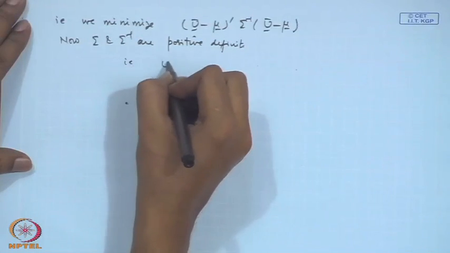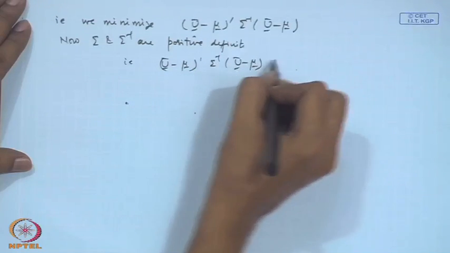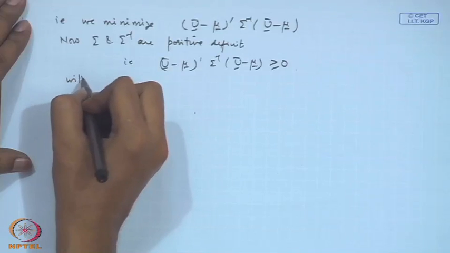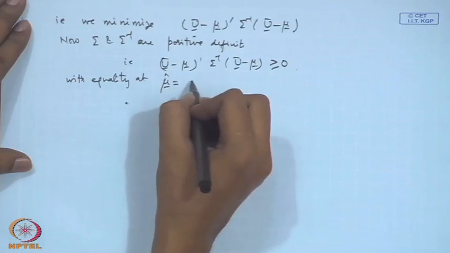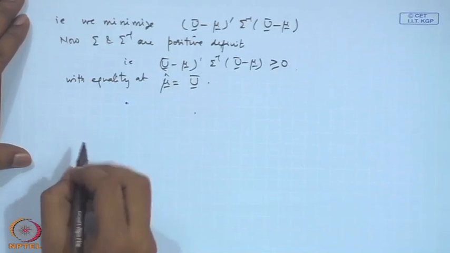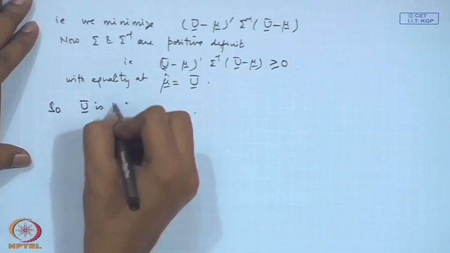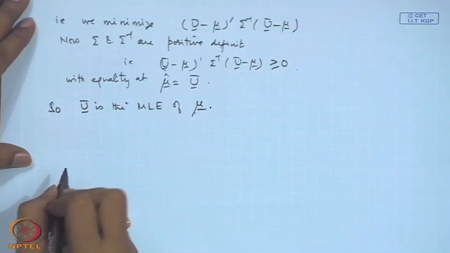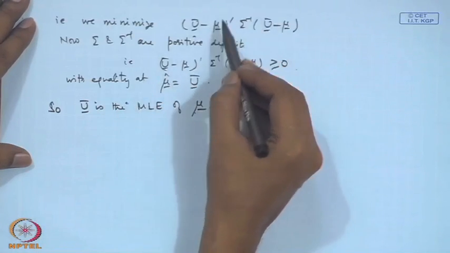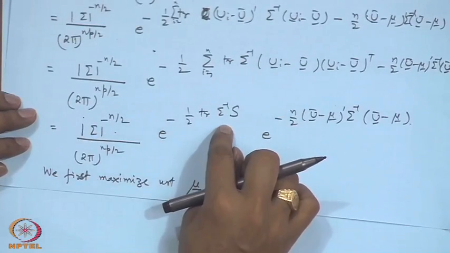So, (u bar minus mu)' sigma inverse (u bar minus mu) is always greater than or equal to 0, with equality at mu hat equal to u bar. So, u bar is the maximum likelihood estimator of mu. Since I have reduced the second term in the likelihood function to 0, my likelihood function is now reduced to this term alone.